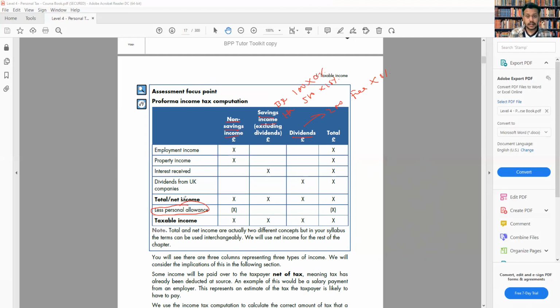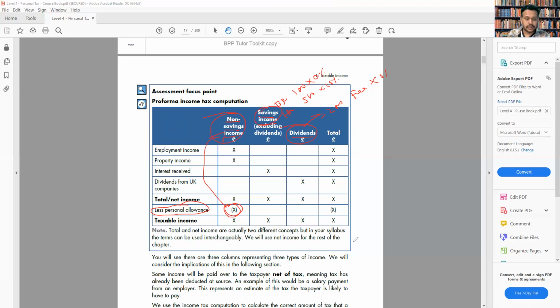Should I minus the personal allowance from the savings or from the dividend? The reason we always minus the personal allowance from the non-savings income is that non-savings income has no allowance, no zero rate. So whatever I'm earning, I have to pay the tax. But for the savings and the dividend, some of the money is exempted. So if I use my personal allowance first against the dividend or the savings income, I'm losing some money, because I could use my whole personal allowance where I have to pay the full tax. So that's the reason the personal allowance always has to be used from non-savings income.